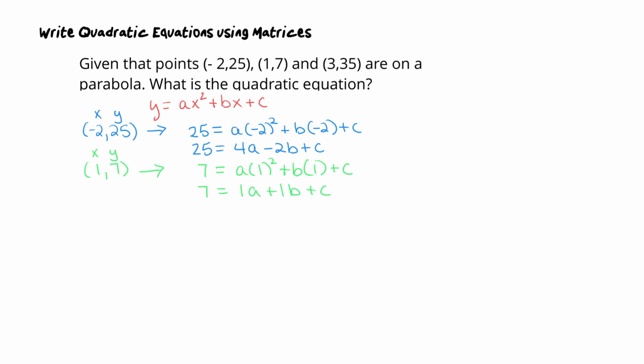Then I take my third point, which is (3, 35). Again, 3 is my x, 35 is my y, so substitute it in. 35 equals a times 3 squared plus b times 3 plus c. And if I simplify that, it's 9a plus 3b plus c. Okay, so I've got these 3 equations here.